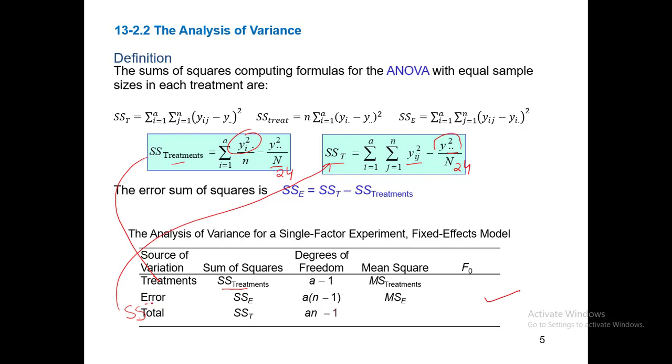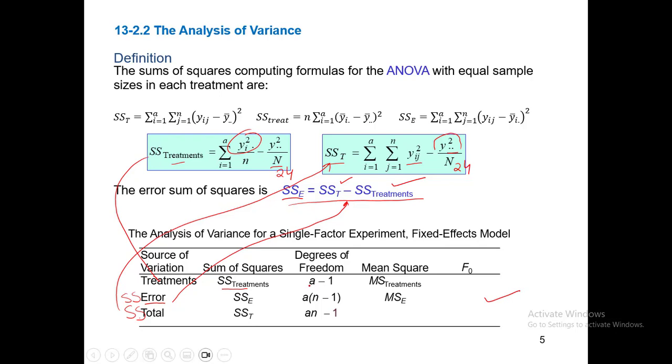One thing remaining, error. This is the sum of square of the error. So the sum of the square of the error can be computed using this expression. When we have the sum of square of total and the sum of square of the treatment, we can easily find the sum of square of the error.